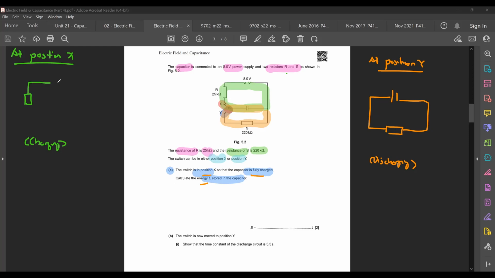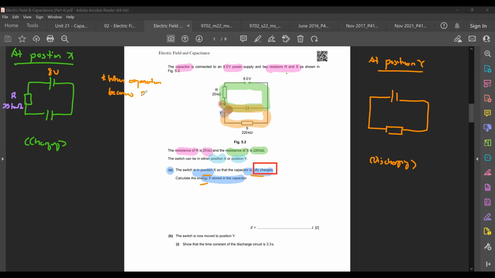This one here is like this. Okay, so you have a PD of 8 volts here. And then you have a resistance of 25 kilo ohm. Okay, so now your capacitor is fully charged. Remember just now I told you that when your capacitor becomes fully charged, its PD will be equal to your supply voltage.